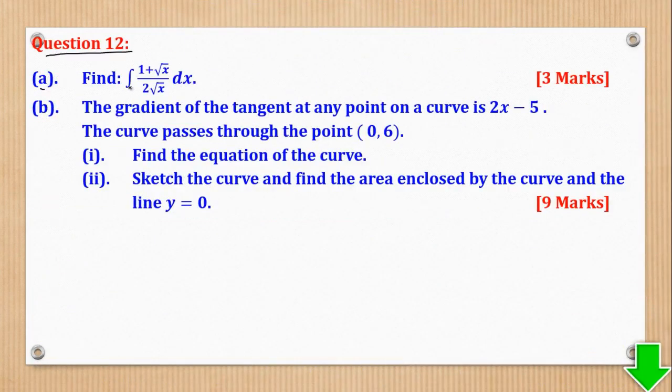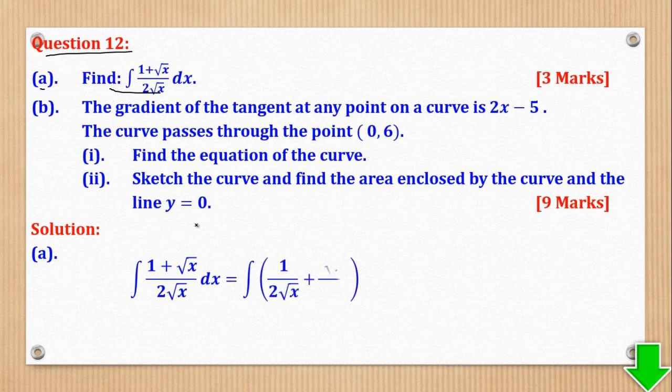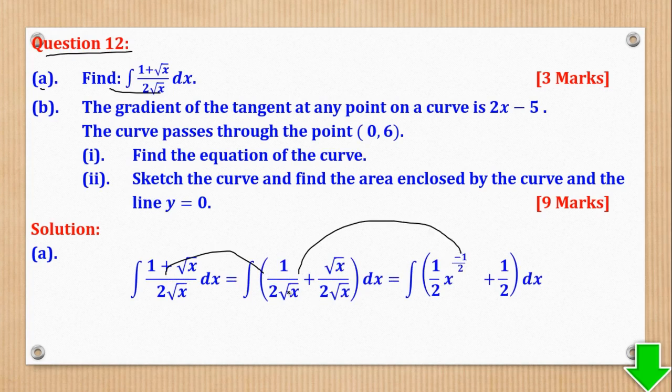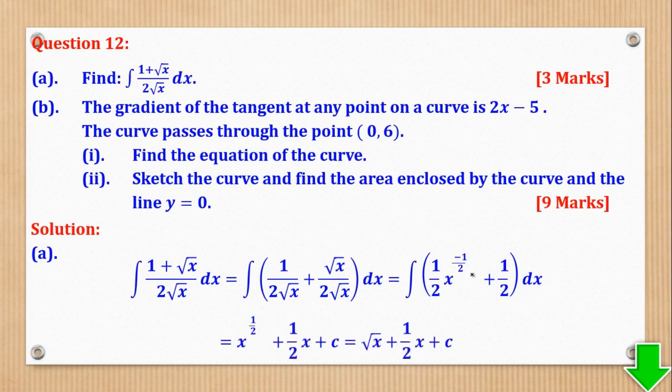Question 12, part A says, find this. Here we have to remember the laws of indices. This is the same as split the numerator, then apply the laws of indices. When this one goes up, it becomes a negative power. This and this cancels, remaining with only a half. Then to integrate, increase the power by 1, divide by the new power to come up with that.